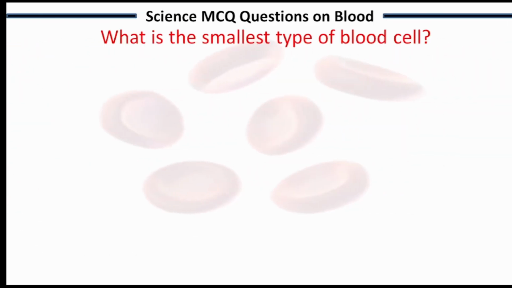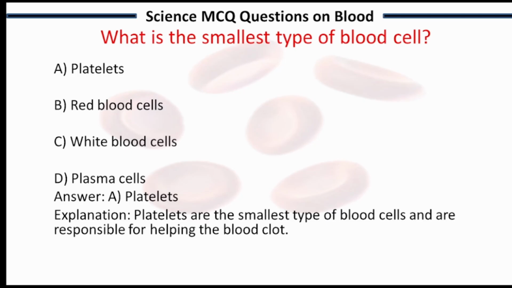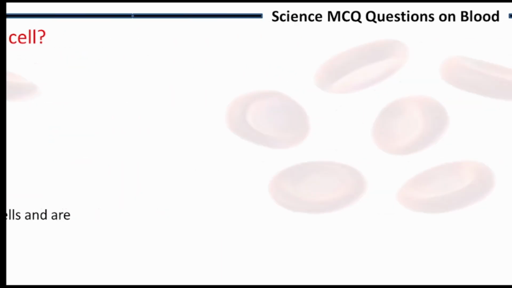What is the smallest type of blood cell? A. Platelets, B. Red blood cells, C. White blood cells, D. Plasma cells. Right answer is platelets. Platelets are the smallest type of blood cells and are responsible for helping blood to clot.